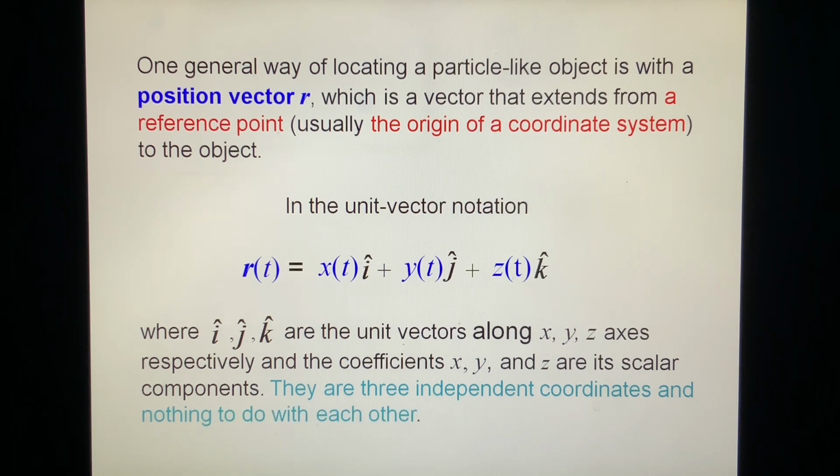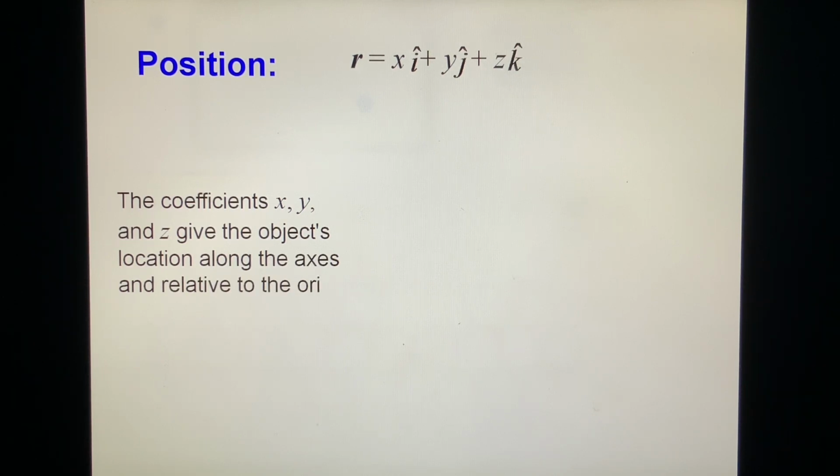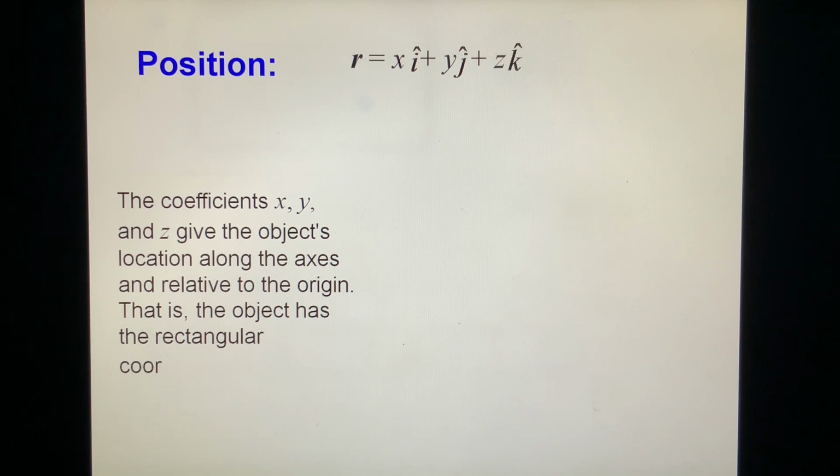They are 3 independent coordinates. They have nothing to do with each other. Position r equals xi + yj + zk. The coefficients x, y, and z give the object's location along the axes relative to the origin. That is, the object has the rectangular coordinates x, y, z.